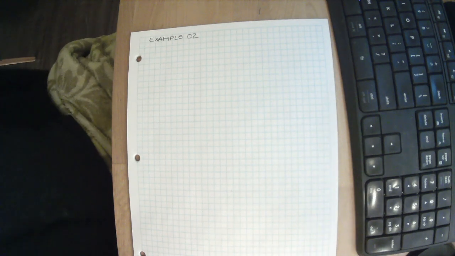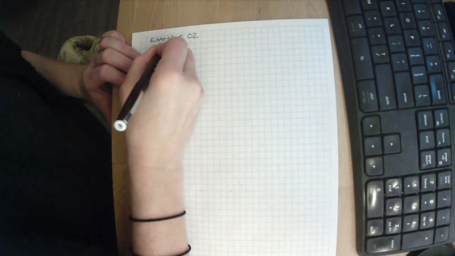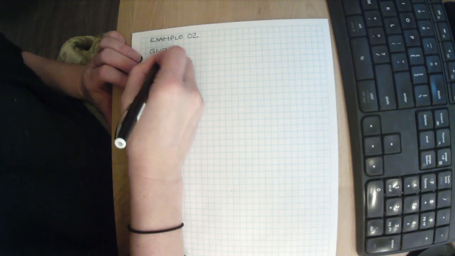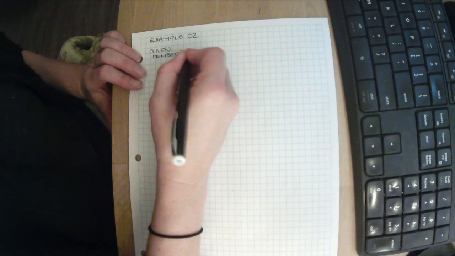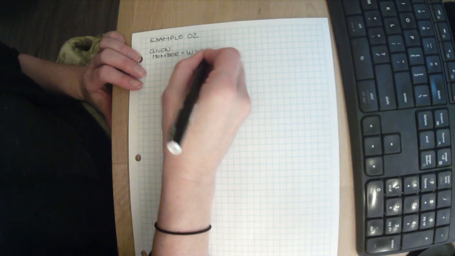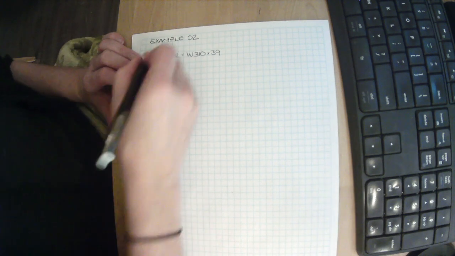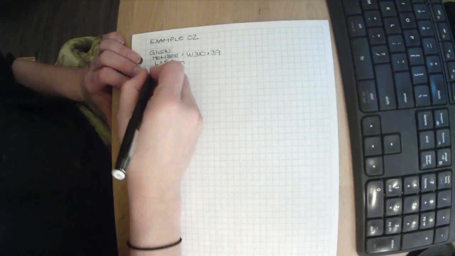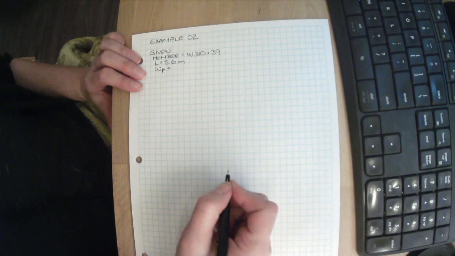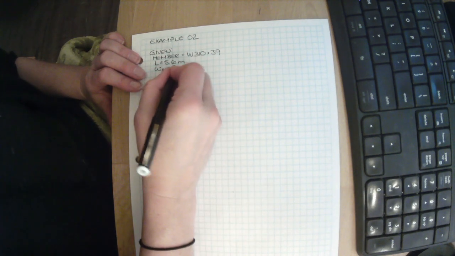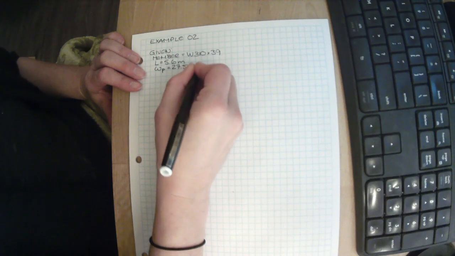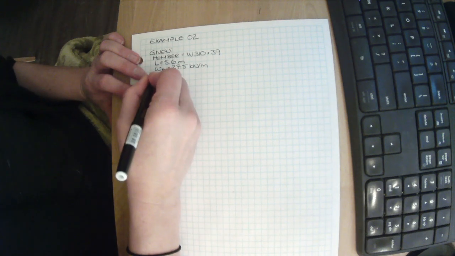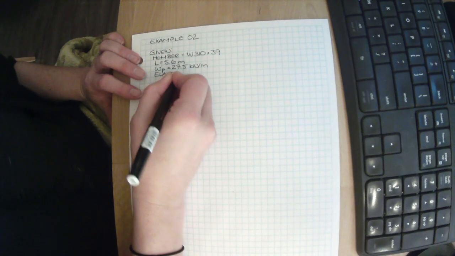Let's work through this process. What were we given? We were given that the member is a W310 by 39. We were given a length of 5.6 meters. We were given a factored linear line load of 27.5 kilonewtons per meter. And they've told us that we have to keep this in the elastic range.